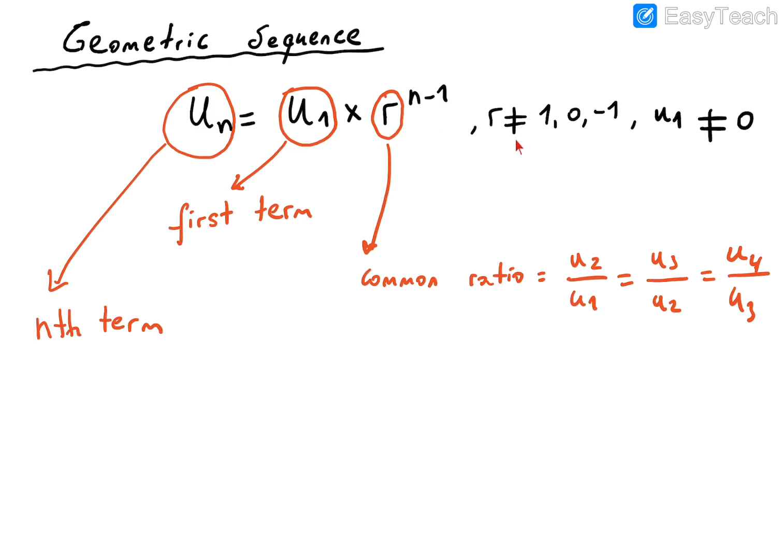Here you have to be careful. r cannot take these three values, okay, and u1 cannot be 0. To get the common ratio, you divide the second term by the first one, or the third term by the second one. This is a pattern. You can continue, u4 over u3, u5 over u4, okay. So this is what we do today.